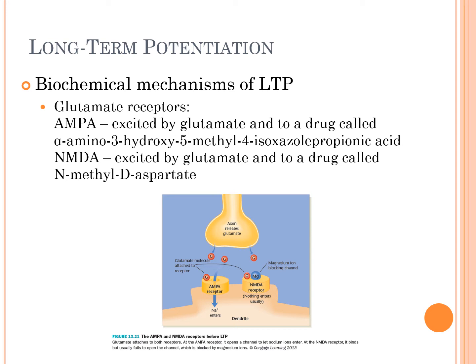the NMDA receptor, but there is a magnesium ion blocking that channel, and that's a positively charged magnesium ion, and it's going to be attracted to the negativity, right, the negative polarity within the cell. So it's going to be stuck in there, blocking the glutamate from getting into the NMDA receptor. So right now we're just allowing in sodium through the AMPA receptor.